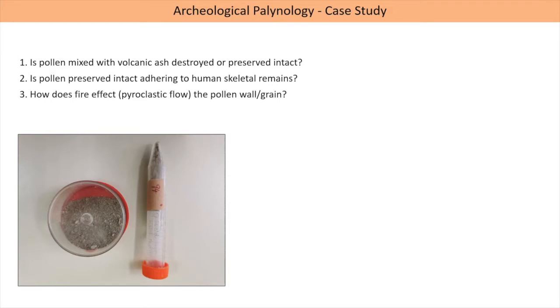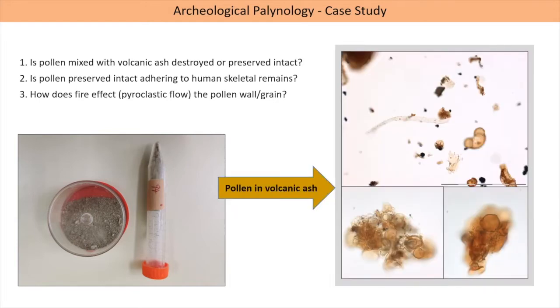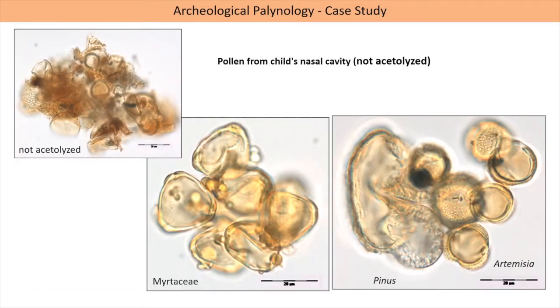And for a first quality check of the samples for our investigations, we just washed the material, and as you can see here, we saw that the pollen grains in the samples, like here, were accumulated, but remained intact and well preserved, so we could continue with our study. Here is an example of the pollen grains found in the child's nasal cavity after washing the isolated material.